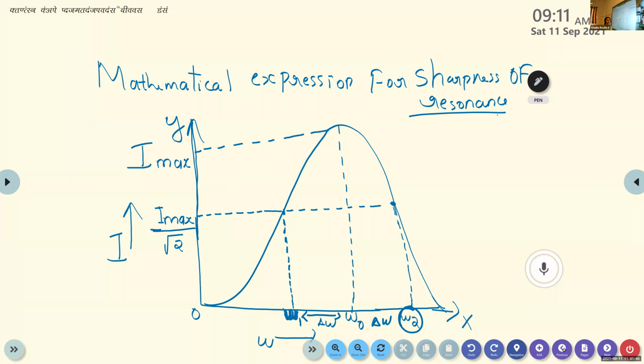Here the frequency omega 2 is greater than that of the maximum resonant frequency omega 0 by a small amount. That small amount is taken as delta omega. So it becomes omega 2 is equal to omega 0 plus delta omega.